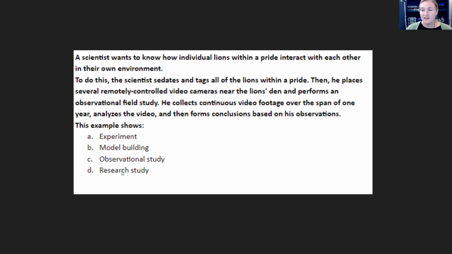And then we ask ourselves, is the scientist controlling anything here? Do we have an independent variable? In this scenario, we do not. The scientist is just watching that behavior as it happens naturally. There's no independent variable. The scientist isn't controlling anything. So that means we have an observational study. So this would be an example of an observational study.